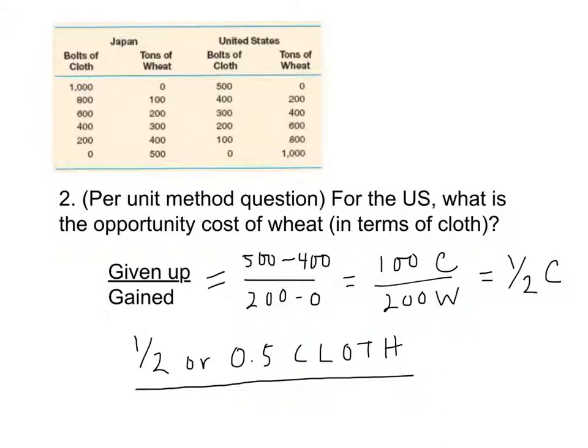Also note that in this question, if the United States had gone from 200 to 400, 400 to 600, 600 to 800, 800 to 1,000, each time they gained 200 tons of wheat, they were giving up 500 to 400, 400 to 300, etc., always 100 units of cloth. Therefore, there is actually a constant per unit opportunity cost in the data for the United States. Let's look at Japan, by the way, and we will see a similar situation where every time they gain 100 units of wheat, they give up 200 units of cloth. So this is also a constant opportunity cost per unit.